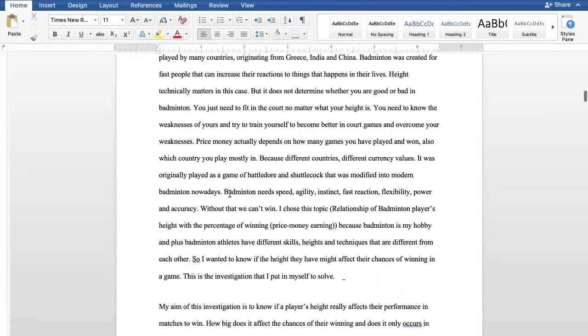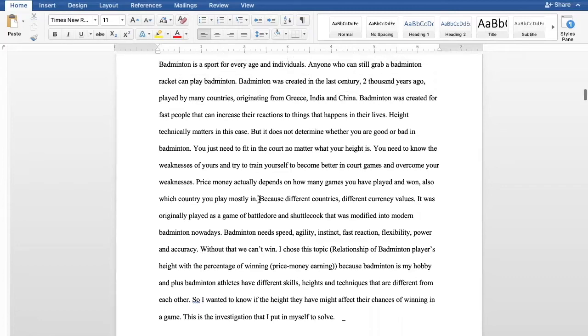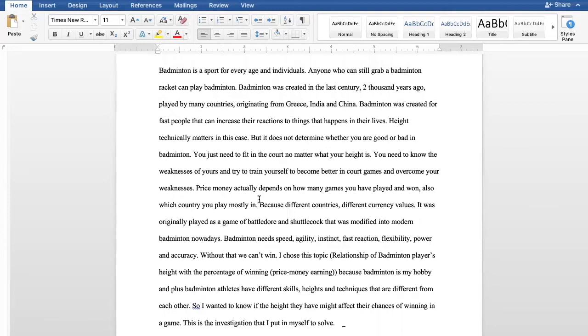Got it. Badminton needs speed, agility, instinct, fast reaction, flexibility, power, and accuracy. Without that, we cannot win. Again, I think this is redundant because you did mention this at the start.